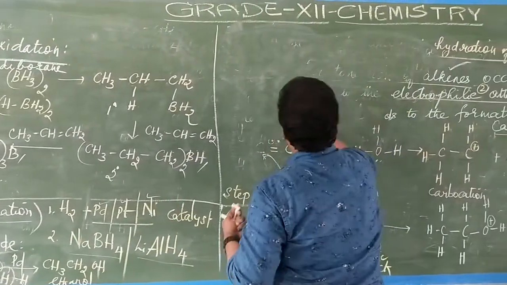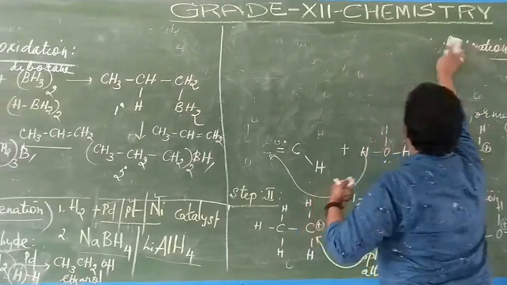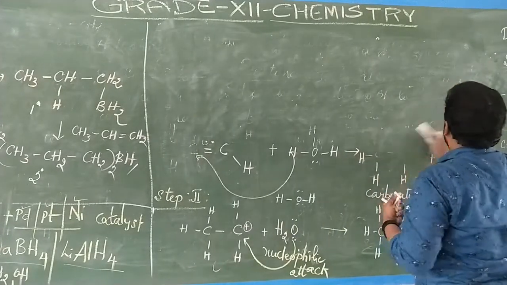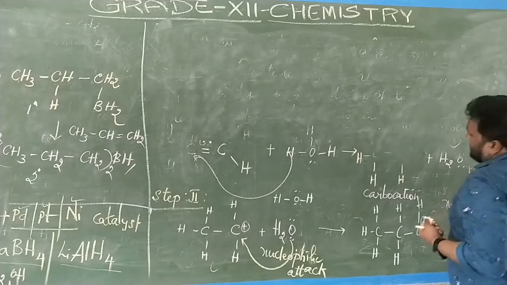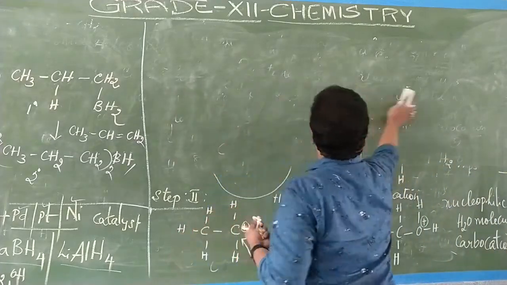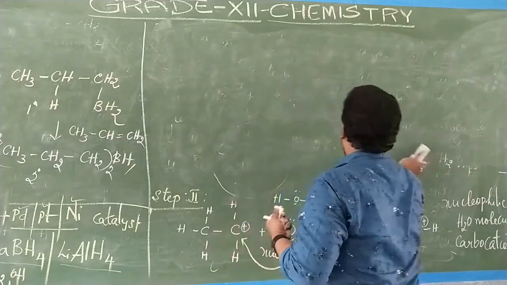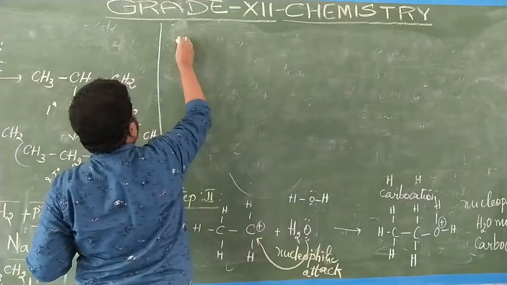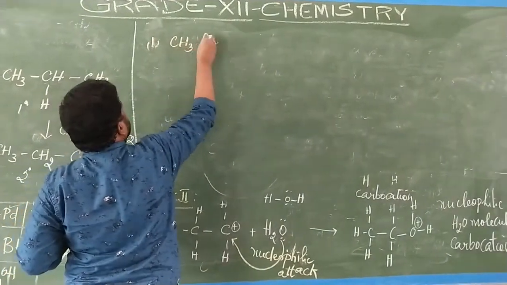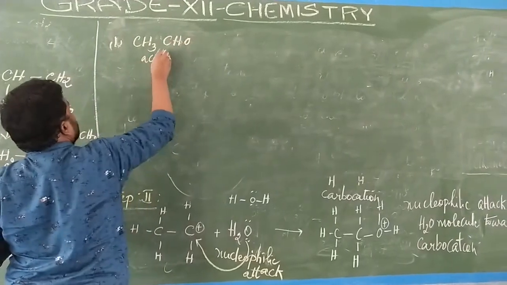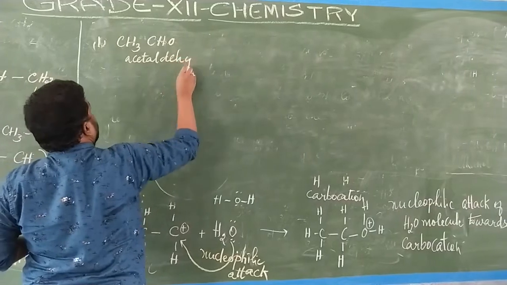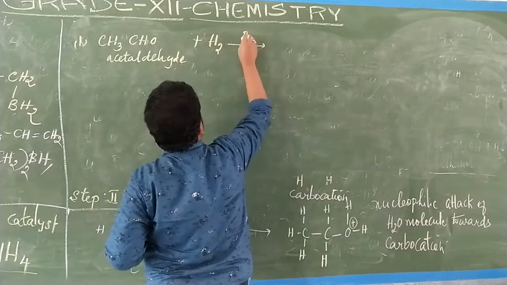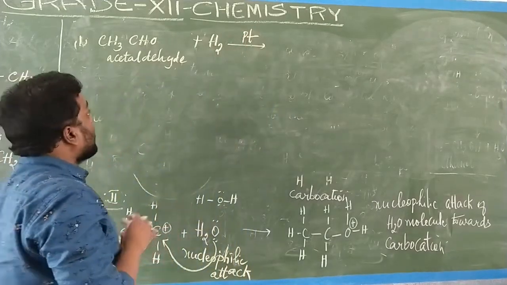In the reaction of reduction of carbonyl compounds. Reduction of what? Reduction of carbonyl compounds. So reduction of carbonyl compounds is what we are seeing now. First, I have taken CH3CHO. This is called acetaldehyde, on treatment with hydrogen in the presence of finely powdered platinum, nickel, or palladium as a catalyst.